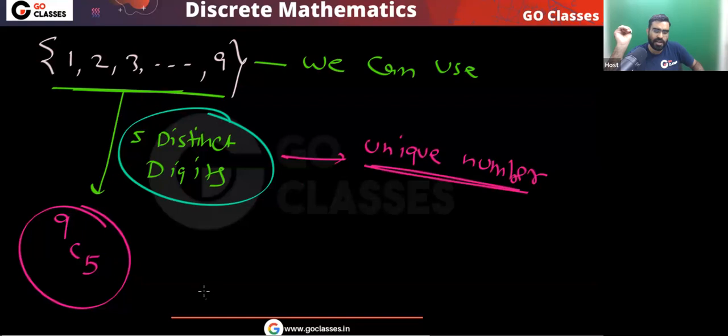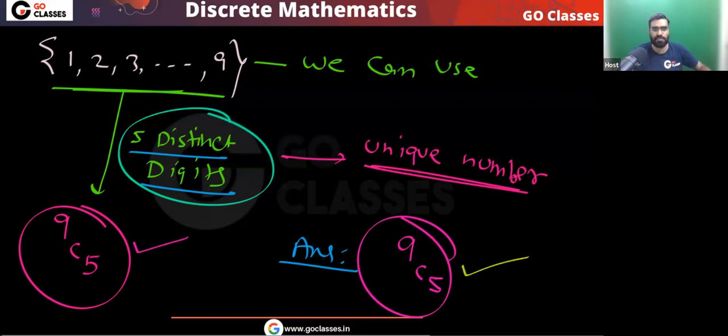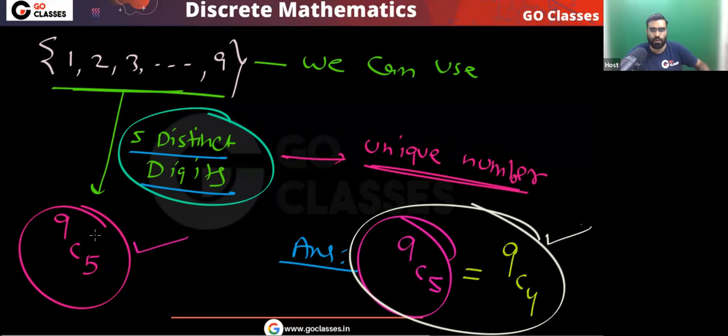Okay. So your final answer will be what? Just see how many ways there are to select 5 distinct digits. Then you will get a unique number. So your answer will be 9C5, or you can say 9C4. In the options, can they give you 9C4? Yes, they can also give you 9C4, because nCr is equal to nC(n minus r).